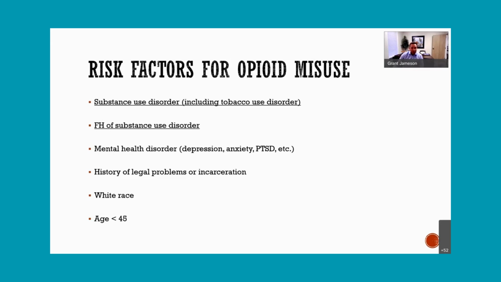So if a patient has a substance use disorder already, and this includes tobacco, that puts them at higher risk for misuse. Also a family history of substance use disorder as well. And you can read these bottom four here. These are also generally considered to be risk factors for developing opioid use disorder and also for overdose potential.